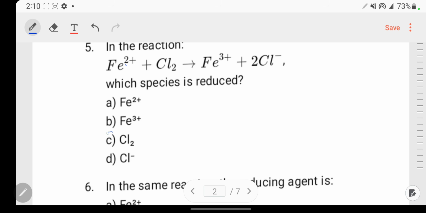So Cl has been reduced. The overall charge for Cl2 in this compound will be 0. Just as I told you, if it's not showing, it's 0. Here it has become negative, and -1 is less than 0, meaning to say it has been reduced. So the species reduced, coming from the reactants, is chlorine.